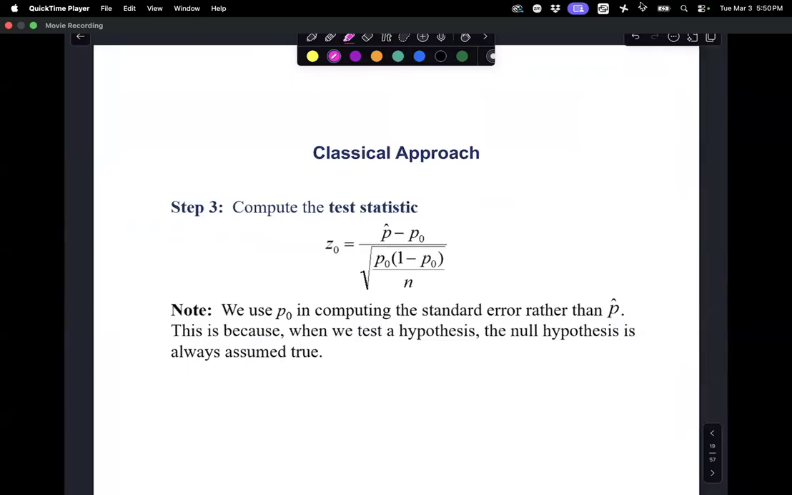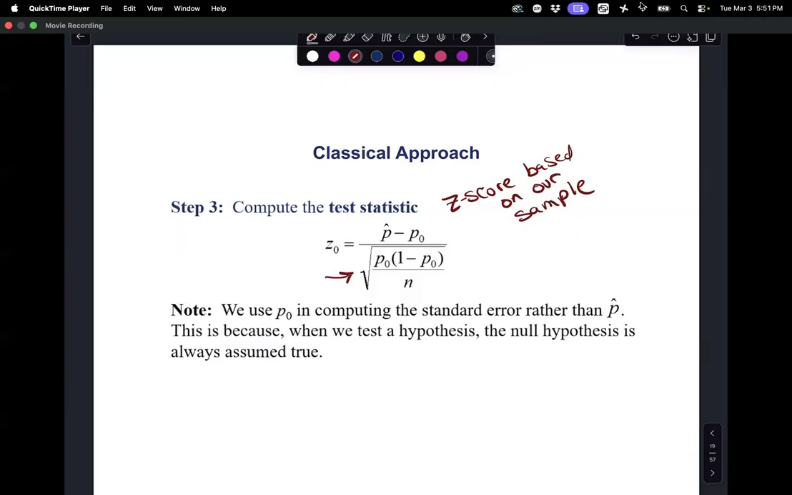When we're doing the classical approach, we need a test statistic. All the test statistic is, is that z-score. I'm going to write this down. Z-score, that is a highlighter. It's the z-score based on our sample. That's what the test statistic is.